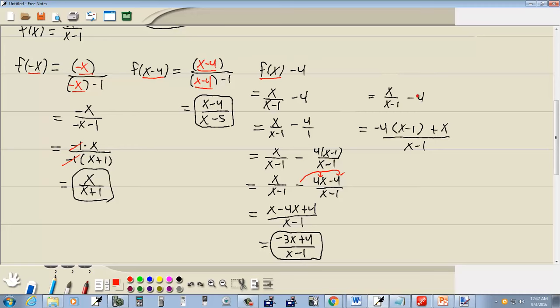So again, took the number out to the side, multiplied it times the denominator. I added the numerator, and your denominator stays as is. Well, negative 4 times x is negative 4x. Negative 4 times negative 1 is positive 4 plus x over x minus 1. Negative 4x plus x is negative 3x plus 4 over x minus 1. And you see we come up with the same answer as when we did it the other way.